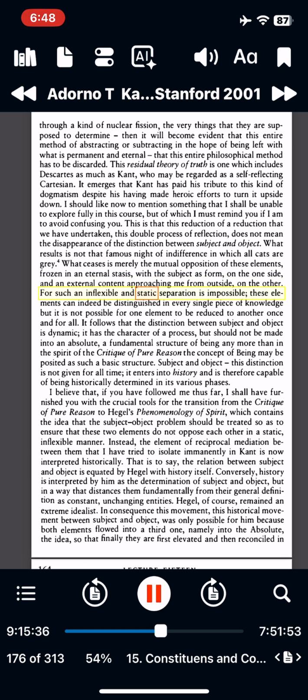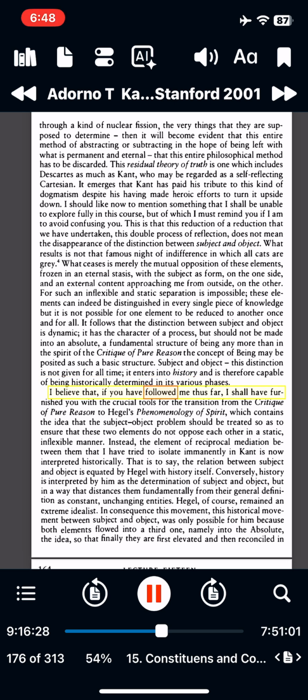For such an inflexible and static separation is impossible. These elements can indeed be distinguished in every single piece of knowledge, but it is not possible for one element to be reduced to another once and for all. It follows that the distinction between subject and object is dynamic. It has the character of a process, but should not be made into an absolute, a fundamental structure of being, any more than in the spirit of the Critique of Pure Reason the concept of being may be posited as such a basic structure. Subject and object, this distinction is not given for all time. It enters into history and is therefore capable of being historically determined in its various phases.